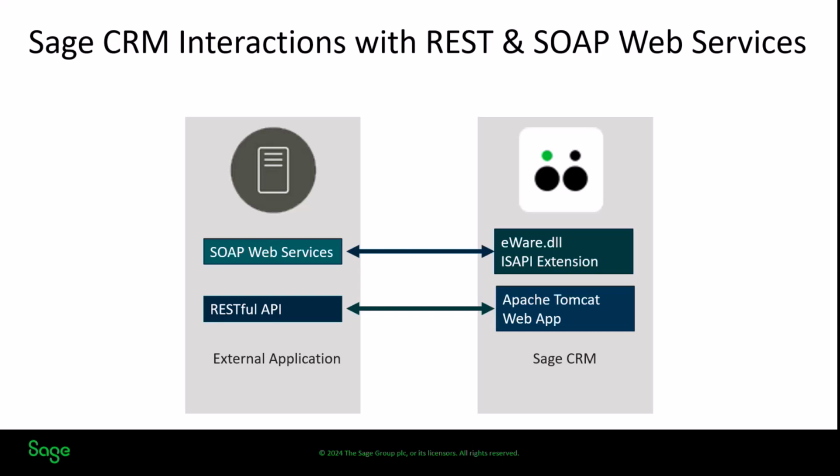And one of the things that we have to understand is that whereas the SOAP API was going directly into the eWare DLL, the ISAPI extension, anything that comes through the REST API is actually directed into the Java side of Sage CRM. So that's being redirected from the IIS through to Tomcat, Apache Tomcat, and through to the web apps there.